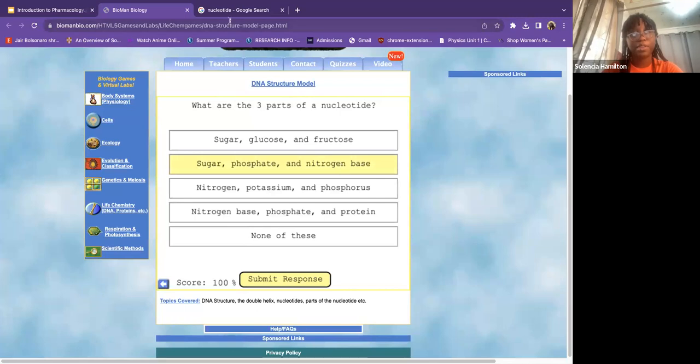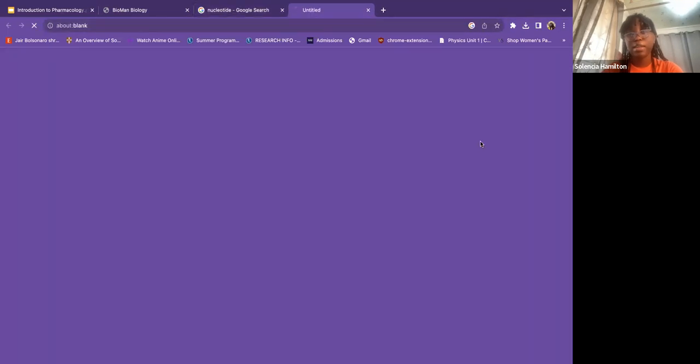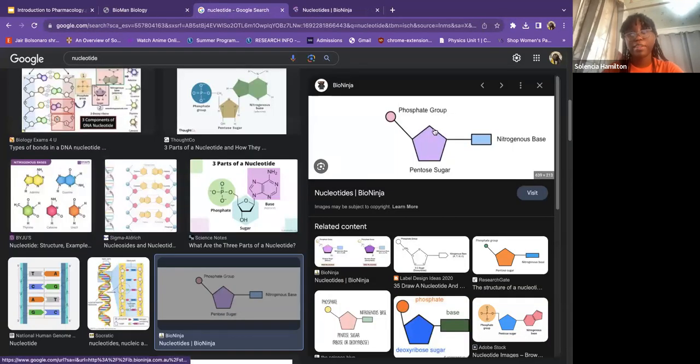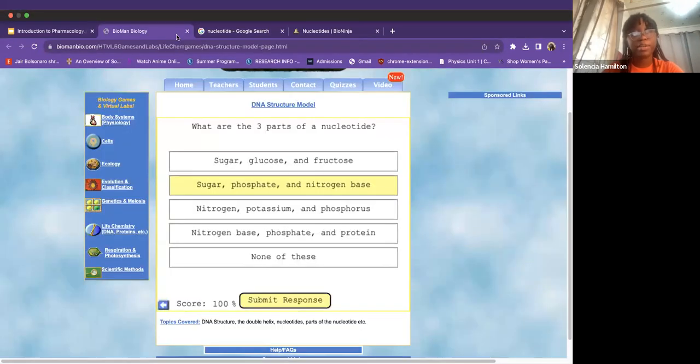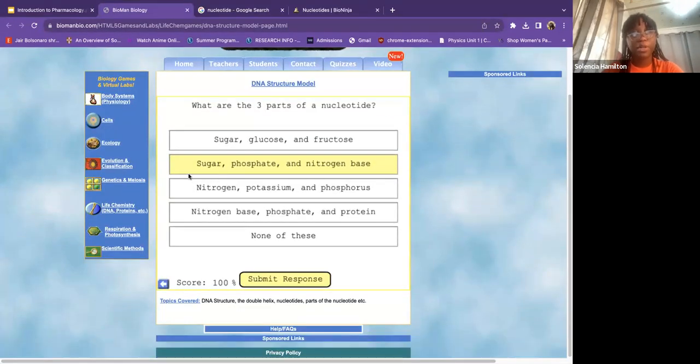Okay, let's look at this one. Oh, there's a sugar group, a phosphate group, and a base. That's what makes a nucleotide. So we're gonna select the answer that shows those 3 different groups: sugar, phosphate, and a nitrogen base.